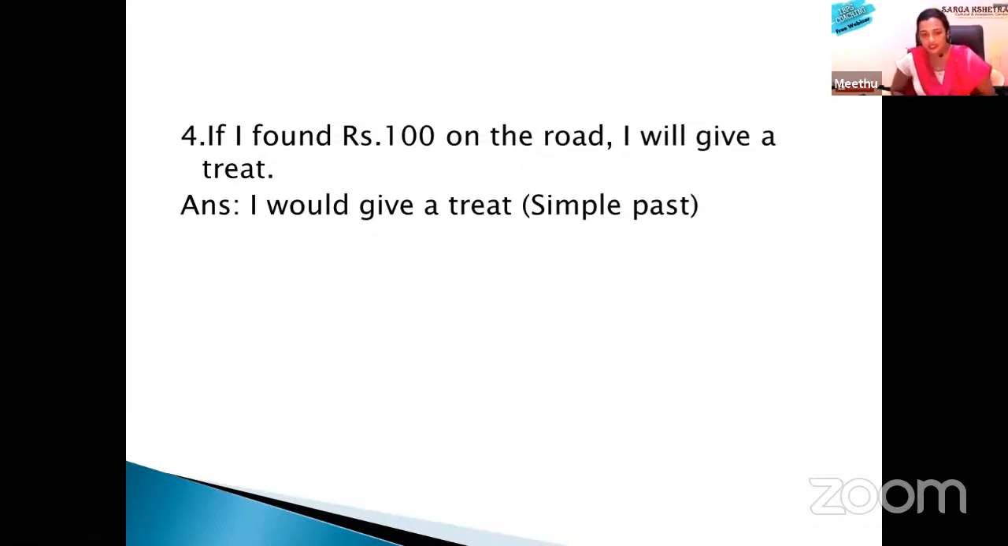You can see in the question itself, if I found is in past tense. So will, the future tense, is not right. So instead of will, you should use would, simple past.